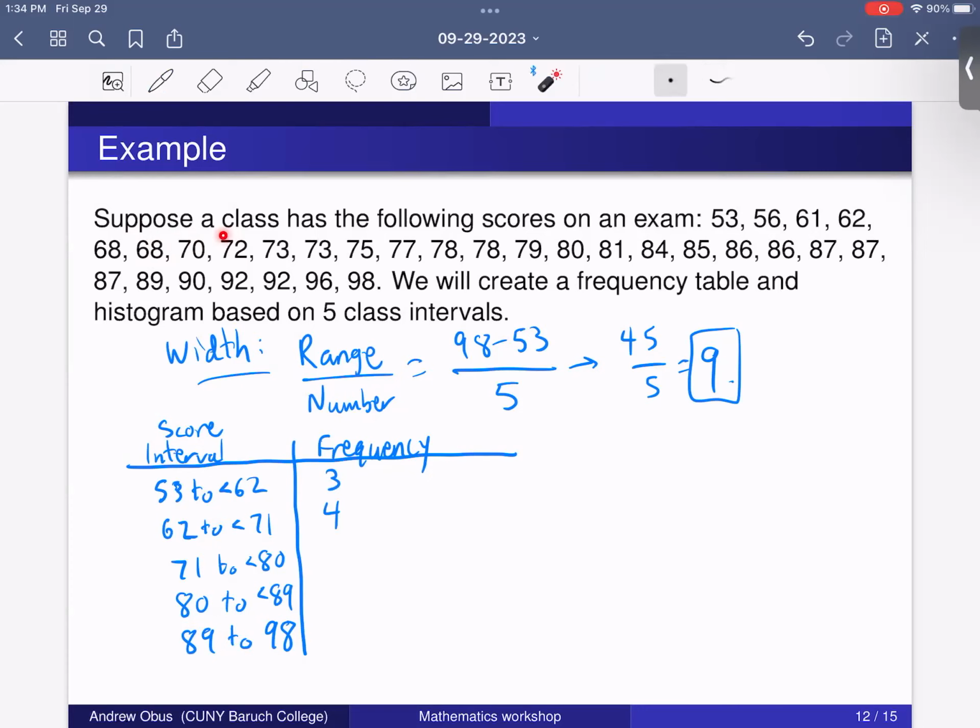In the next range, 71 to 80, we have 1, 2, 3, 4, 5, 6, 7, 8. So that's 8. Then from 80 up to less than 89, we have 1, 2, 3, 4, 5, 6, 7, 8, 9. So there we have 9. And then from 89 to 98 is 1, 2, 3, 4, 5, 6. So 6. Okay, so this is our frequency table.